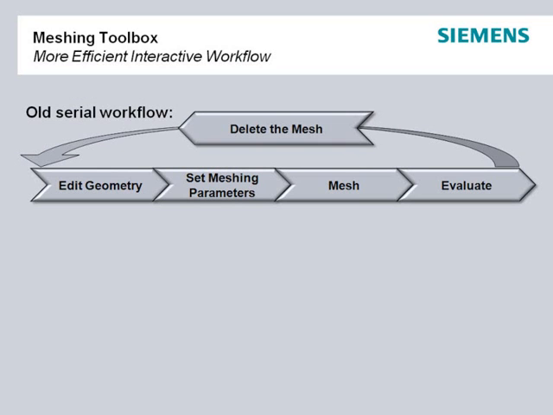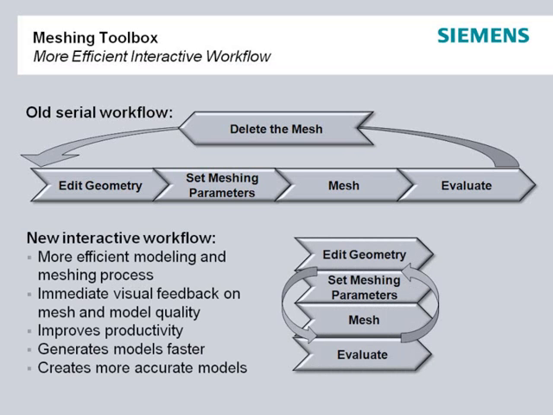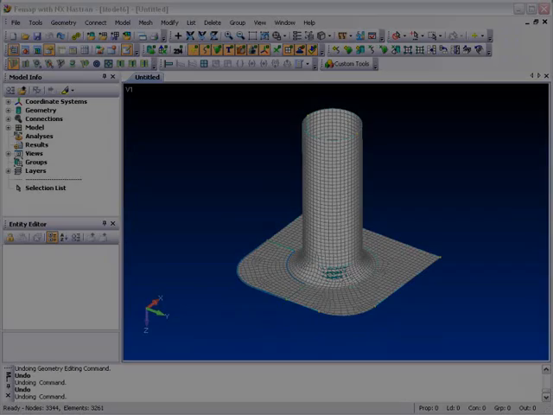The unique features of FEMAP's Meshing Toolbox are that all of the tools are interactive and can be used interoperably, which makes the process of preparing and creating the finite element model much faster and easier. Here we'll look at the Geometry Editing Toolbox and see how it can be used with some of the other tools to modify and improve the finite element model.